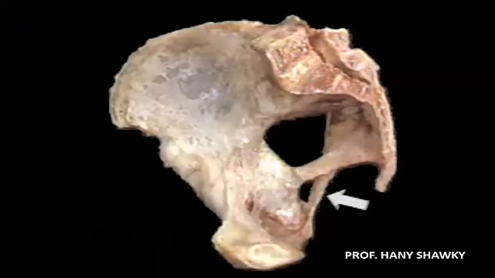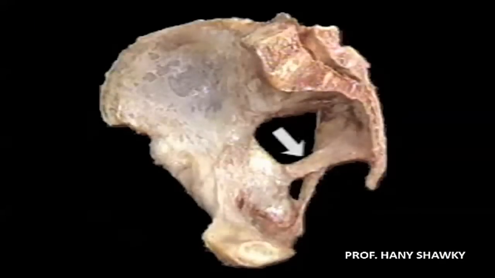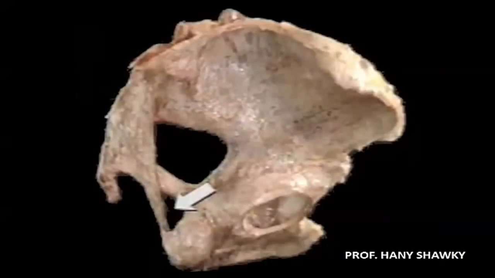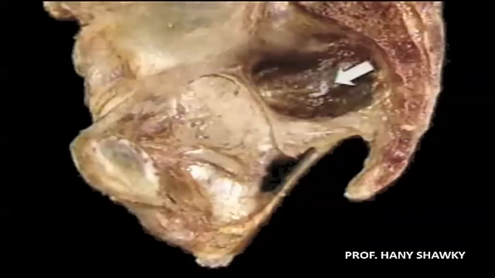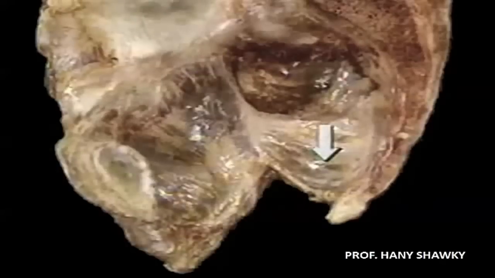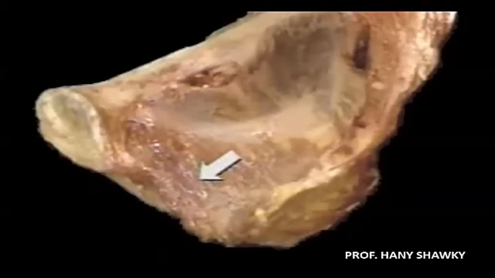the sacrotuberous ligament, the sacrospinous ligament, the greater sciatic foramen, and the lesser sciatic foramen. Regarding the muscles of the pelvis, this is the piriformis posteriorly, the obturator internus on the side, the coccygeus posteriorly, and the levator ani making the pelvic floor.